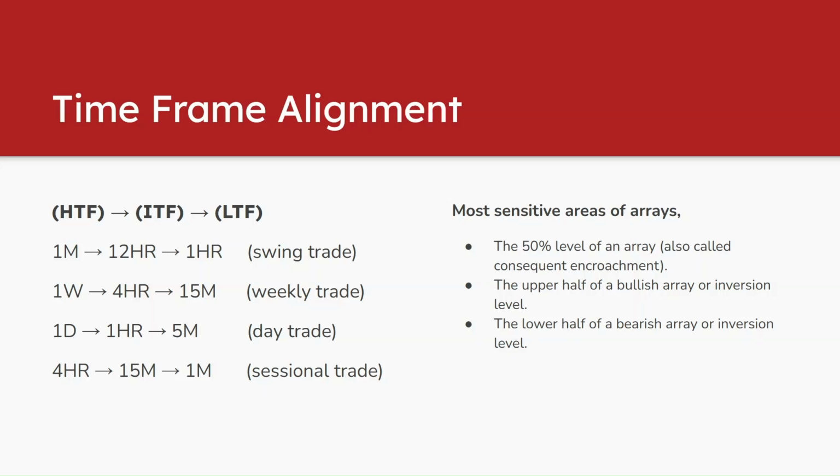To understand if the arrays will hold or not, we need to understand the consequent encroachment level of the array, which is nothing but the 50% level of an array. If price closes below the 50% level, the array becomes low probability. Prices are sensitive to the upper half of the bullish array or the inversion level and the lower half of the bullish array or the inversion level.